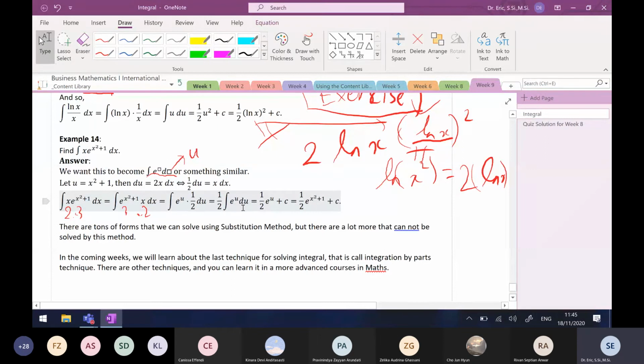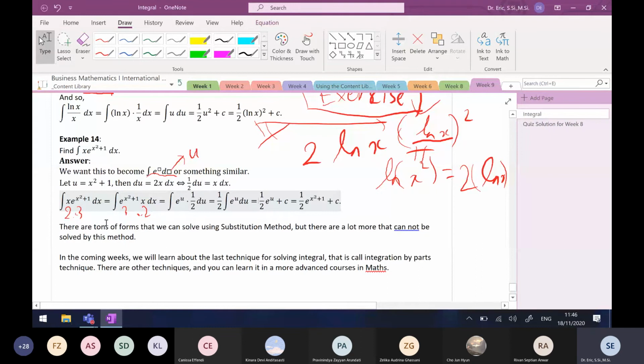So a half can get out from the integral of e to the power of u du, and so you have e to the box d box, and the integral is given by e to the power of box. So you have e to the power of u plus a constant, times the a half. But don't forget we have x here, so we have to substitute back. u is 2x squared plus 1. So you have a half e to the power of x squared plus 1 plus a constant.